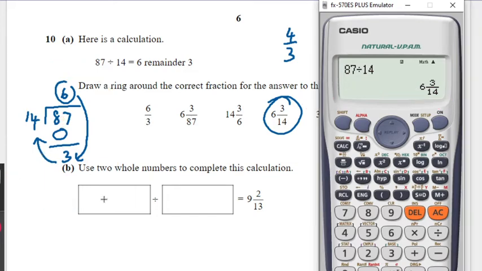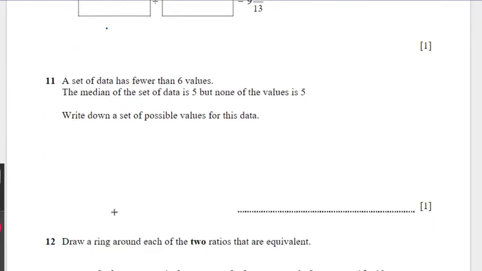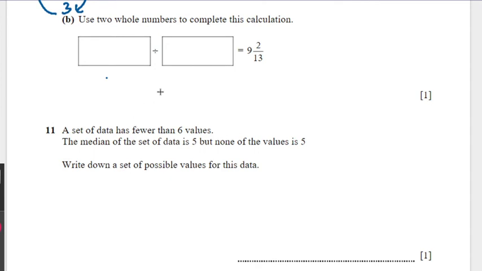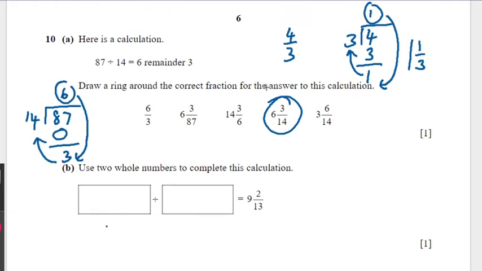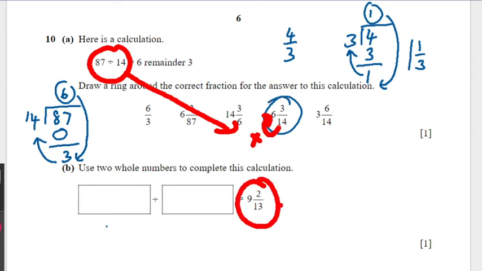Alright, move on to the next one. Use 2 whole numbers to complete this calculation. From here we can see already, when you divide by this, what you will get is that one, right? So to get this one, you times 6 and then plus 3, isn't it? Convert this one to an improper fraction.